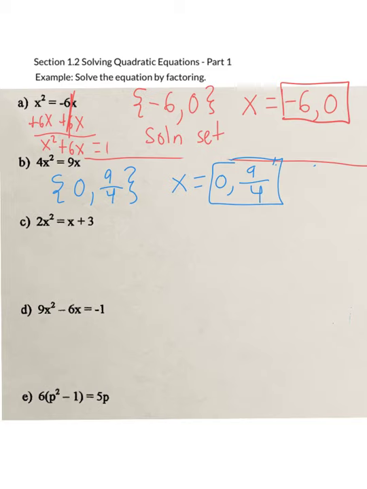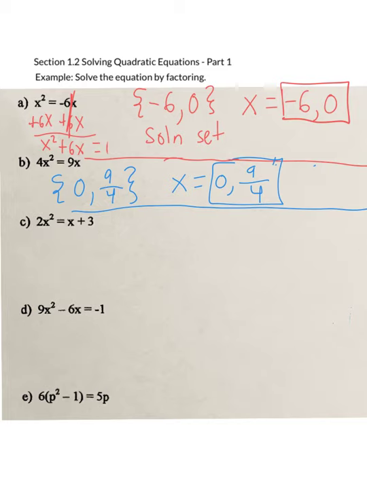Let's try a few more. I'm looking at question C. Draw a little divider here. So looking at question C, we have solve the equation by factoring again. 2x squared equals x plus 3.